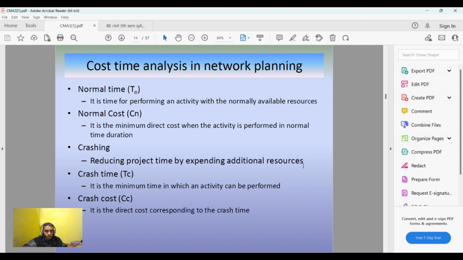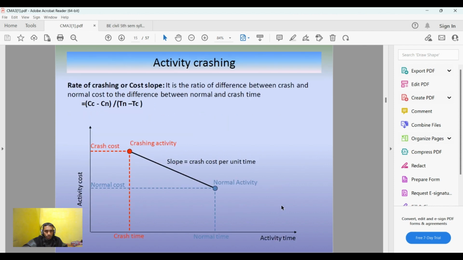Crashing is the process of reducing project time by deploying additional resources. And crash time is the minimum time in which an activity can be performed. Similarly, crash cost is the direct cost corresponding to the crash time. Very simple definitions, okay, please make sure that you are memorizing them. Then activity crashing, here we will talk about the cost slope. Okay, cost slope is simply defined as the ratio of the difference between the crash cost and normal cost to the difference between normal and crash time.